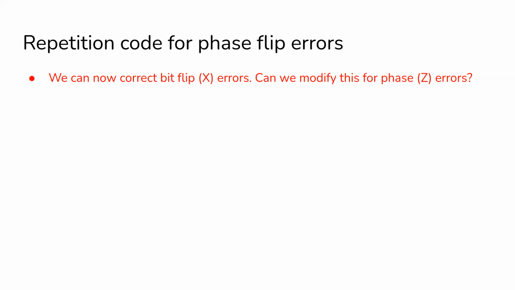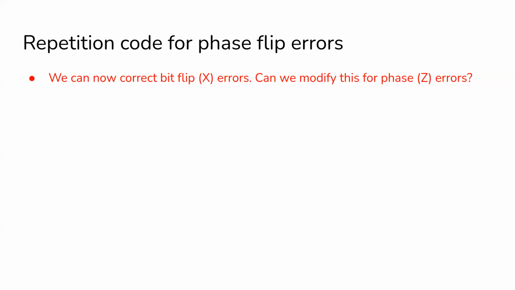Hearing some good discussion. Any ideas? Can we modify this for phase flips? Yeah. So if you apply a Hadamard before it goes into the channel, then if there was a Z in the middle, it's just an H and so it's like that. Yeah, exactly right. That's great.